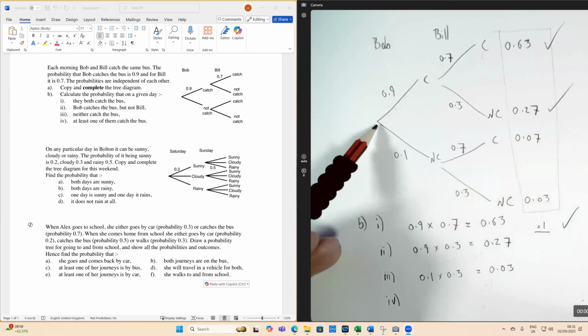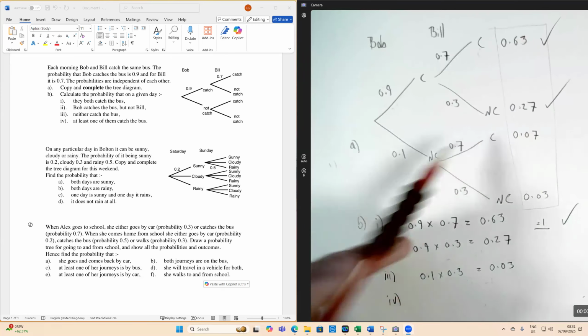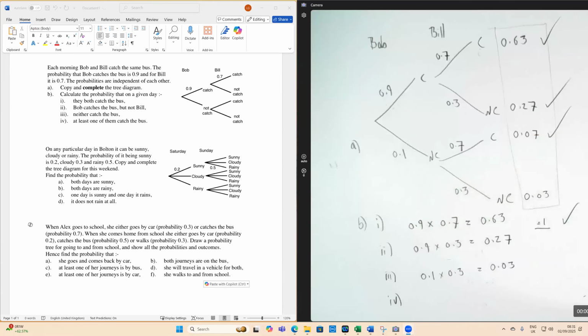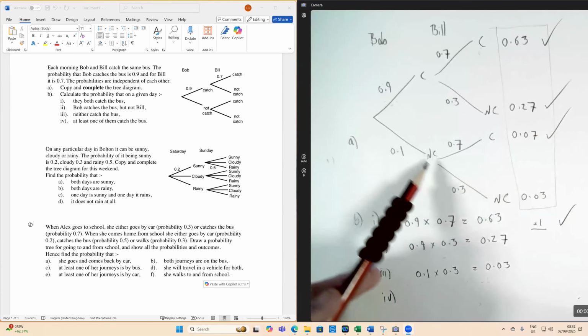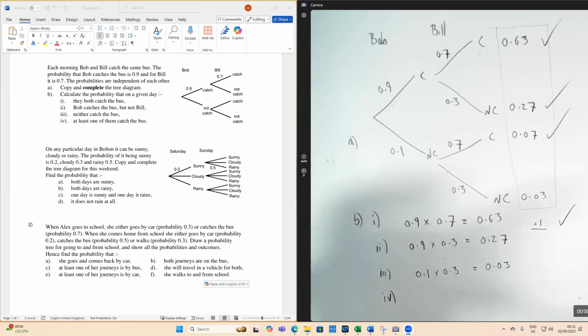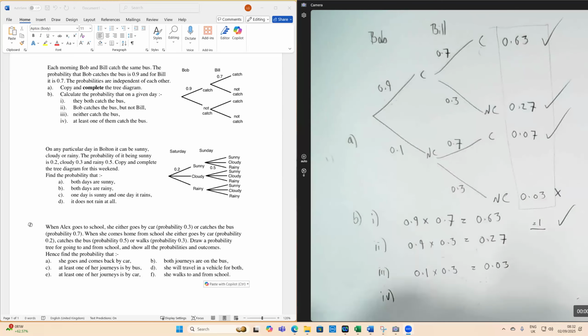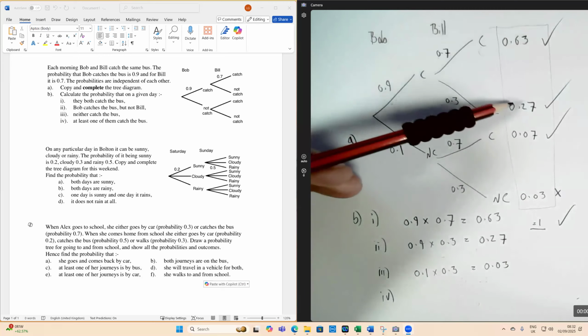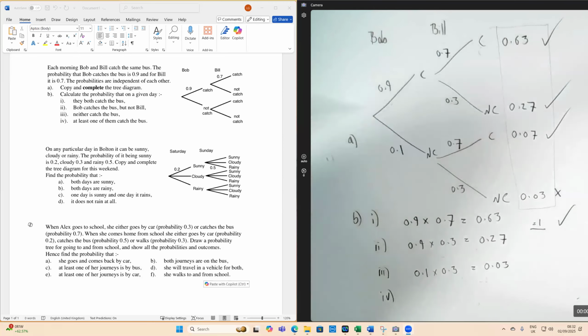And we can have this one where Bob misses it and Bill catches it. So that's fine. We can have that one. In fact, the only branch we cannot have is where they both miss the bus. So when the question says the probability that at least one of them catches the bus, we're going to say 0.63 add 0.27 add 0.07.